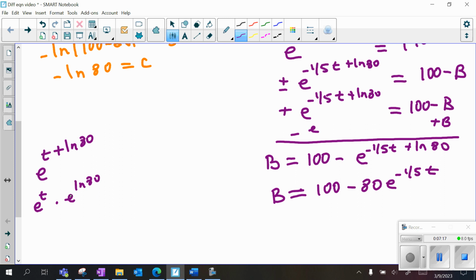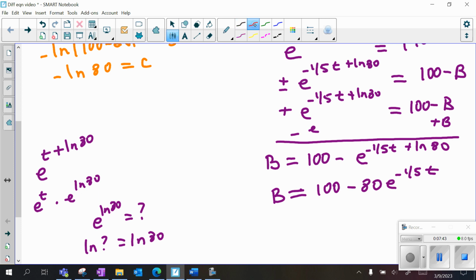And since E and ln undo each other, and that is because E to the ln of 80, if I write question mark here, if I convert this to a log, that would be ln, my base is E, question mark equals my exponent. Well, that's why the question mark is just 80. So this is why we're allowed to do that.